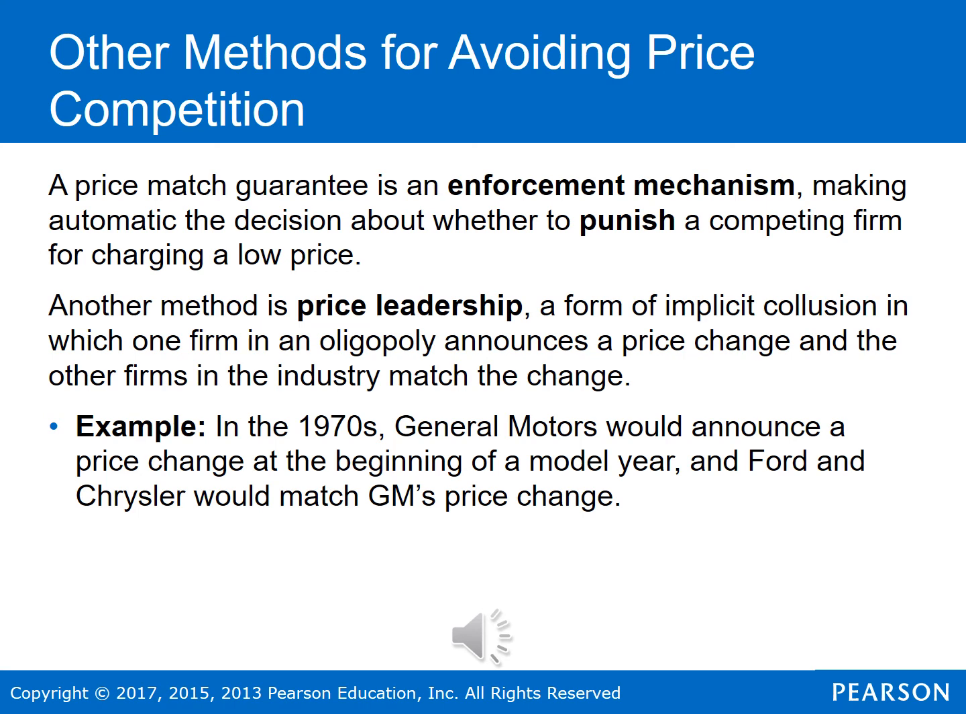Another method for avoiding price competition is price leadership. Now, this is a form of implicit collusion. It doesn't need to be planned out by the industry members. But one firm in an oligopoly announces the price change, and other firms in that industry change their prices to match. So as an example, back in the 1970s, General Motors would announce a price change at the beginning of the model year, because General Motors was, at the time, the largest and most popular automaker in the United States. Ford and Chrysler, somewhat smaller but still oligopolists, would match GM's price change. So GM was the price leader, basically setting the price for the industry.